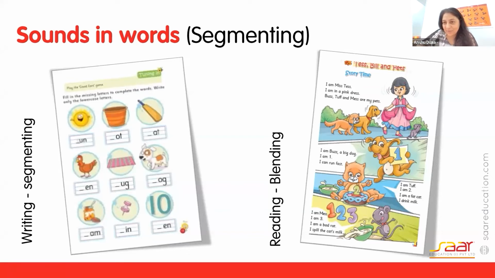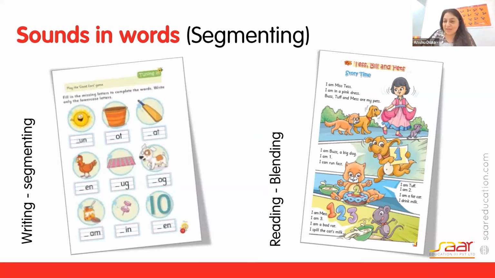Okay, I will write that down. Swift. And if I say snail, what do you do? The first sound is S, N, A, L. So segmenting is about writing and blending is about reading.